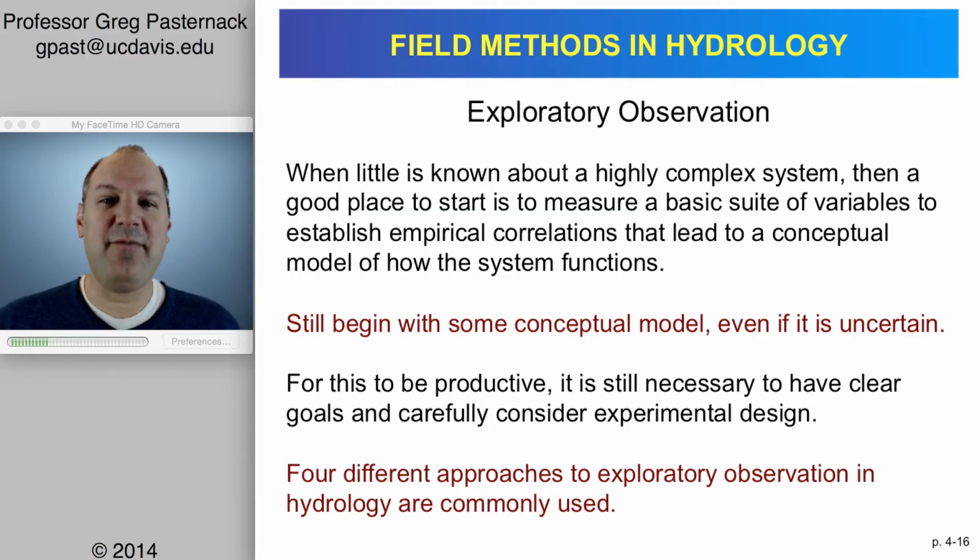Okay, the next type of field work is exploratory observation. This is a very broad class, and it has to do with the situation in which you have a highly complex system and relatively little knowledge about it. So you just want to, of course, have some conceptual model to start with, even if it's highly uncertain, but get out there and start measuring the basic system variables that drive the phenomena that exist, and then start to establish correlations and statistical relationships that firm up how the system is functioning.